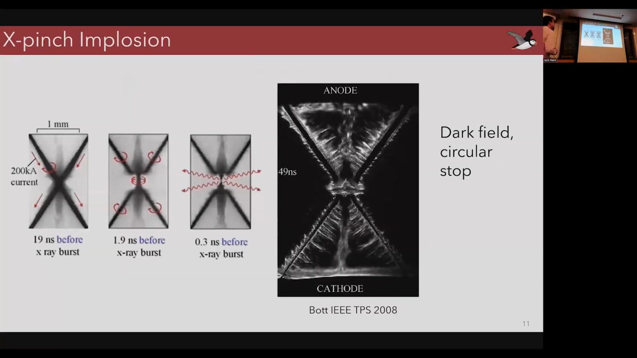Here's a device called an X-pinch. It consists of two wires that are crossed here. This is only 1 millimeter across here, so this is a pretty small object. And these are gated X-ray images of the X-pinch.